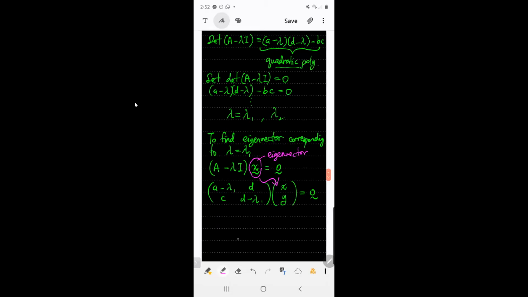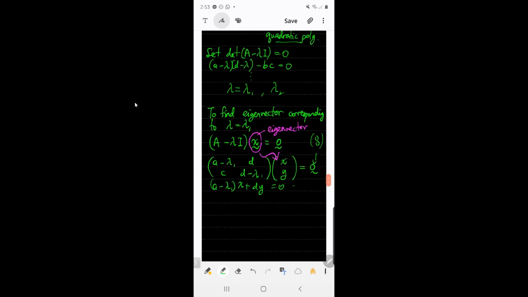So when you solve the equation, you are going to get 2 equations. So you solve for the 2 equations. The first one would be A minus lambda 1 times X plus BY equals to 0. Because 0 vector means both of them are 0, right? So this is equation 1. Then the second equation is CX plus D minus lambda 1 times the Y equals to 0. So this is the second equation. So you solve 1 and 2 simultaneously.